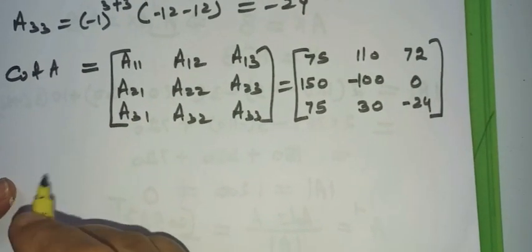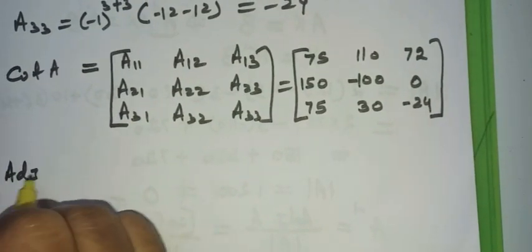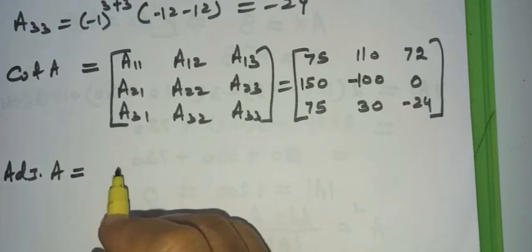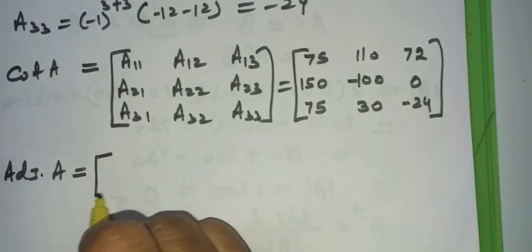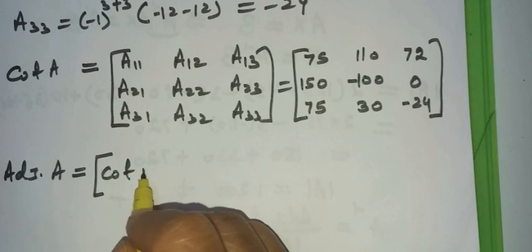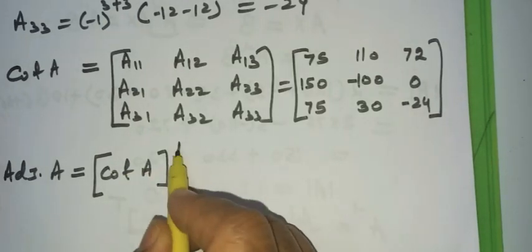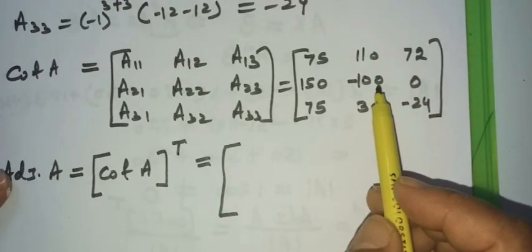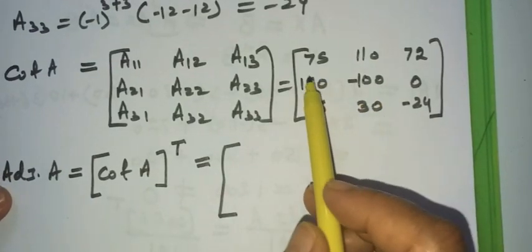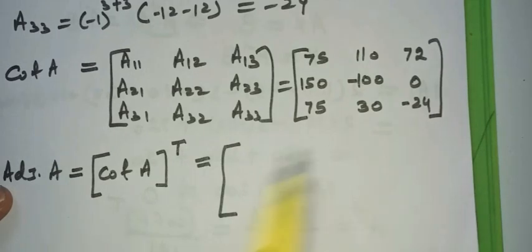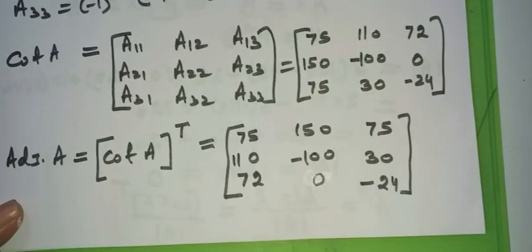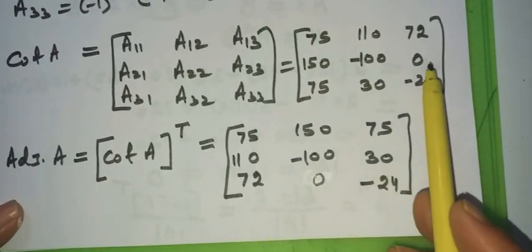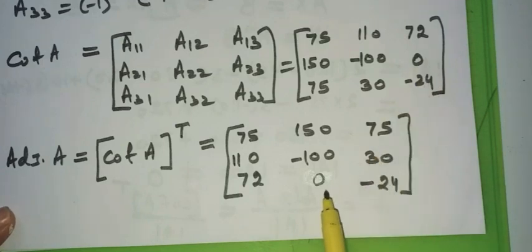Now we have to find adjoint of matrix A. How do we find adjoint A? Adjoint matrix A is nothing but transpose of cofactor matrix. So now you can see this is the cofactor matrix. I take its transpose, means I read a row and write it in terms of a column. So now I have taken the transpose of cofactor matrix. So I got adjoint of A. So this matrix represents the adjoint matrix of A.